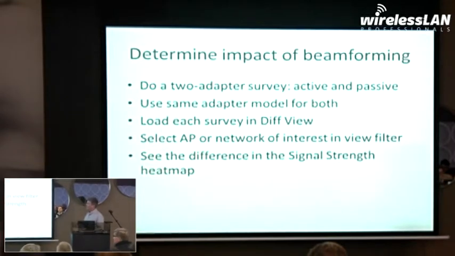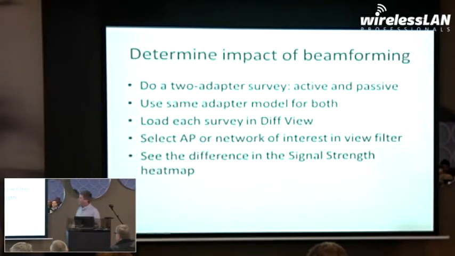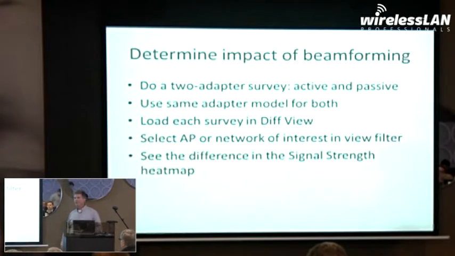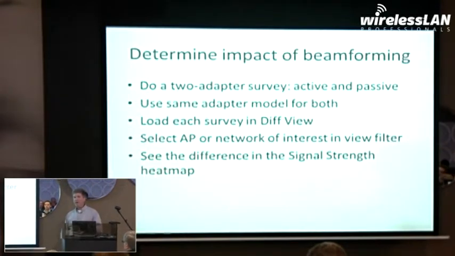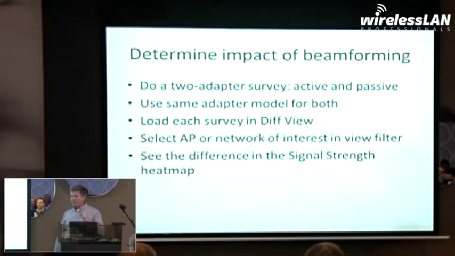And then you load each survey into the diff view, which is a facility in Survey Pro I'll show in just a moment. Select the AP or network of interest in your view filter. Another best practice when you're looking at heat maps from any survey, make sure you're viewing specific channels, networks, or APs that are of interest to you. And then you can see the difference in the signal strength heat map.